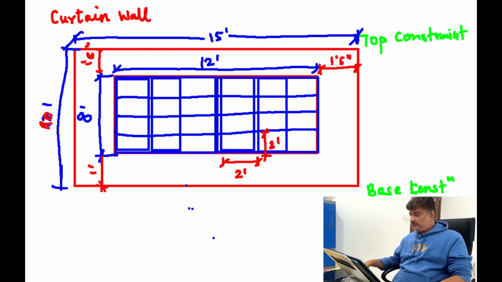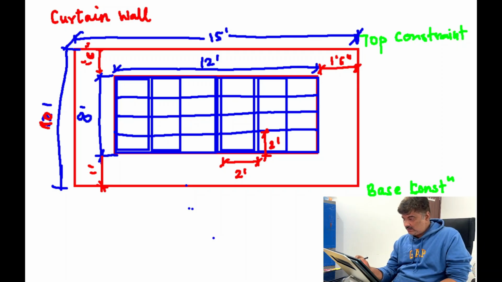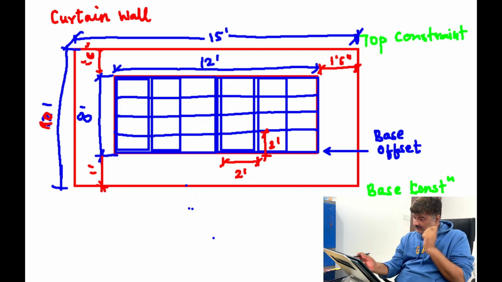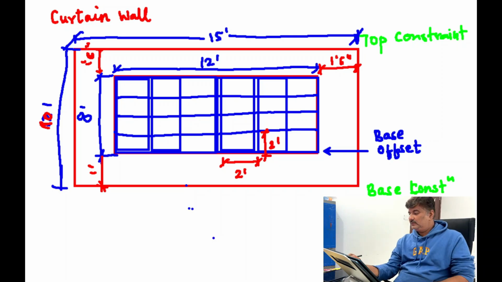So now we need to define some properties. The first thing that you need to do is, it's called the base offset. If you see that this curtain wall is offset from the base by 1 feet. So set base offset to 1 feet.